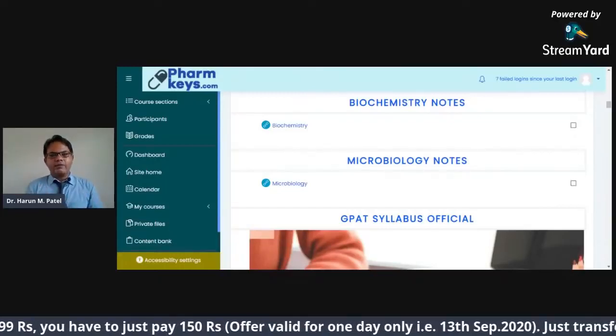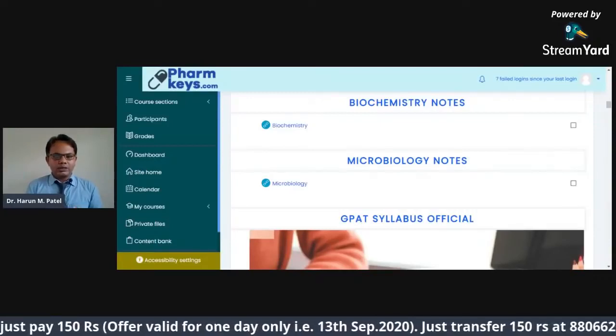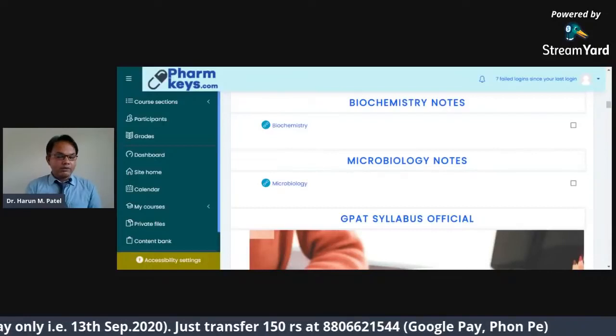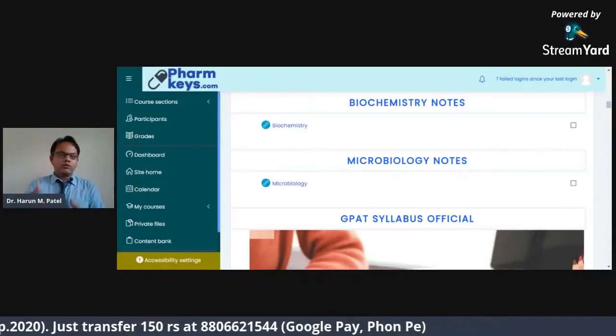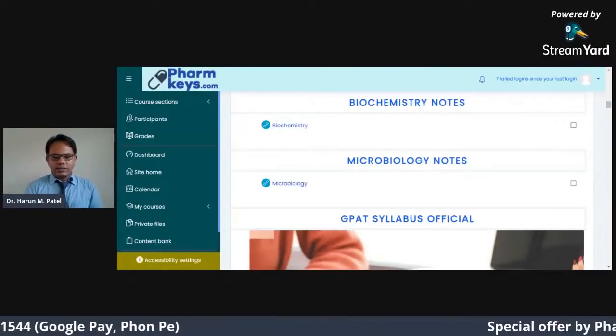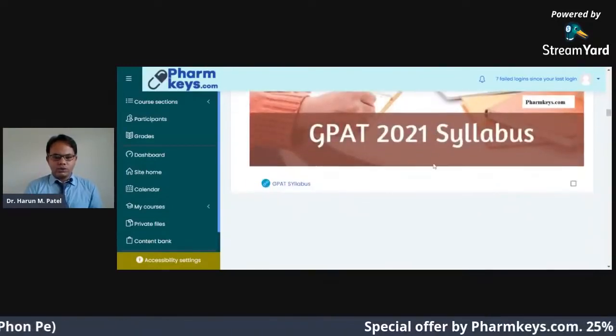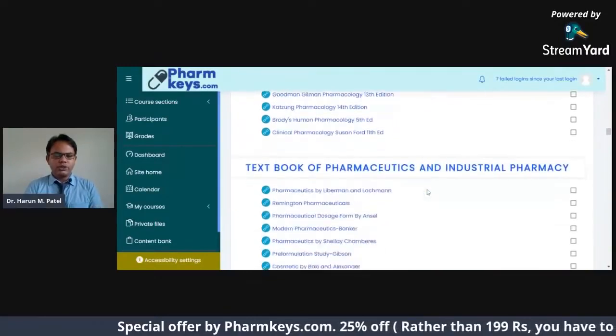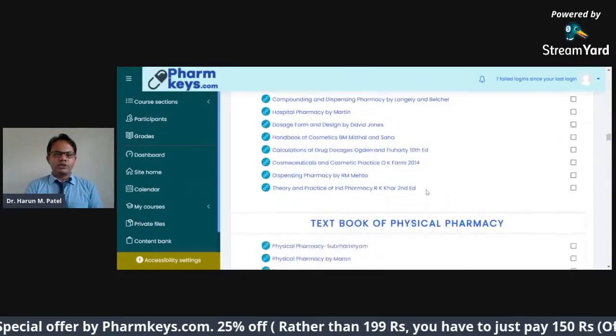So the second advantage of this app is that more than 100 books are there, and you can read from the books. First important thing which is provided by FarmKeys is the notes. Second is books. So here you can find the books. So you can find the books of pharmacology, you can find the books of industrial pharmacy.